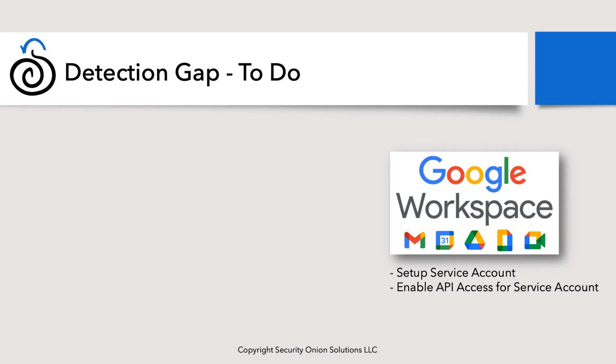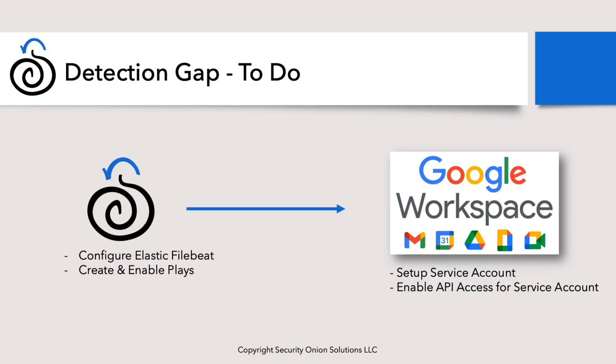First off, we're going to have to configure our Google Workspace account. That means setting up a service account. We don't want to use like the ops at Acme Onions. We want to use a dedicated service account for that. And we also want to enable API access for that service account. So we have to first configure our Google Workspace account, and then we have to configure Security Onion.